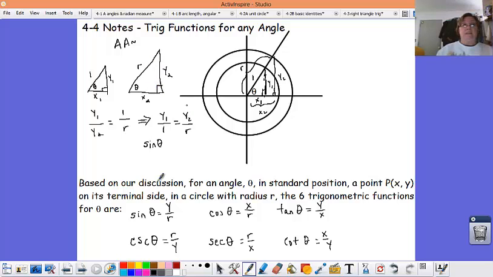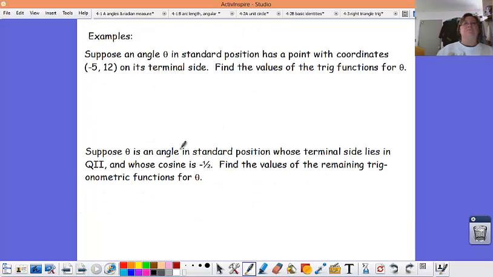Okay, that is big news in trigonometry. Let's see how we can use that right here. Suppose it says we have an angle theta in standard position. Coordinates -5 and 12 on its terminal side.